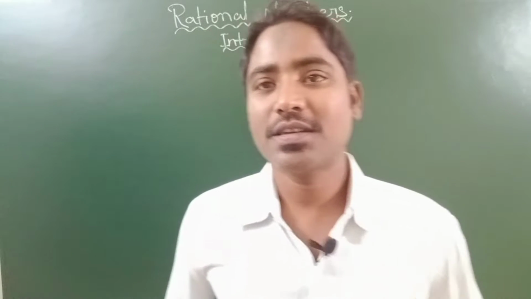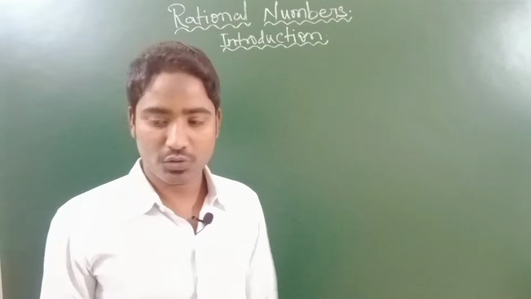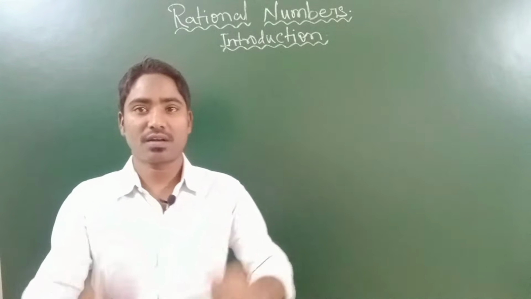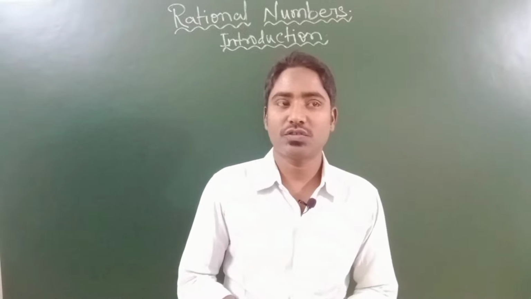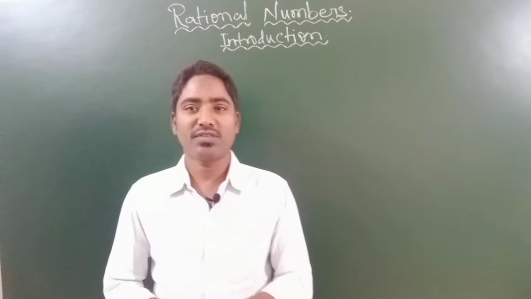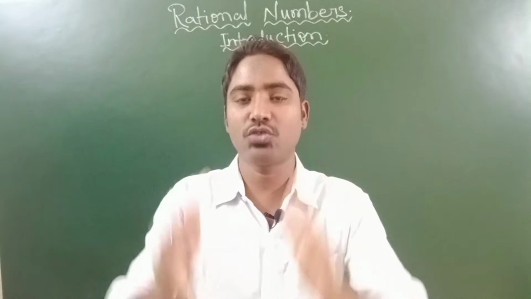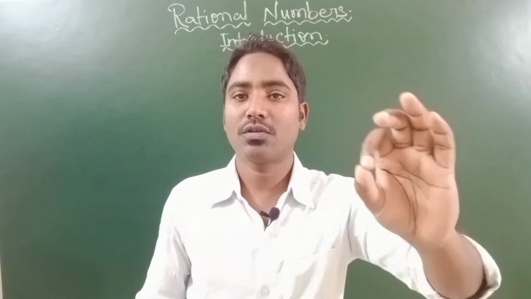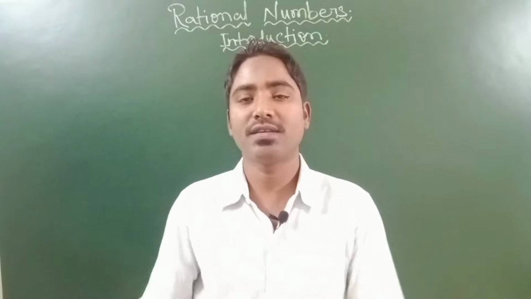So in today's session, we will see the introduction of this chapter, rational numbers. Starting from the definition of rational numbers, students, what are rational numbers, or what do you understand by rational numbers? See, students, any number which can be expressed in the form of P by Q, where P and Q are integers and Q must not be equal to 0, such type of numbers are known as rational numbers.